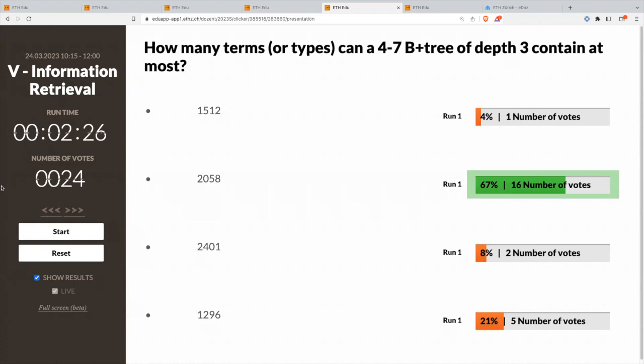So can anybody tell us how you computed 2058? What did you multiply? Yes, go ahead. Maybe I can now that this is working. Oh, almost. So the root can have up to 7 children. Each of those can have 7 children again. That can again have 7 children, and those children each can have up to 6 nodes. Yes. So we multiply 7 to the power of 3 times 6. Yes, so 7 times 7 times 7 times 6. Exactly. Yeah, that's exactly it.